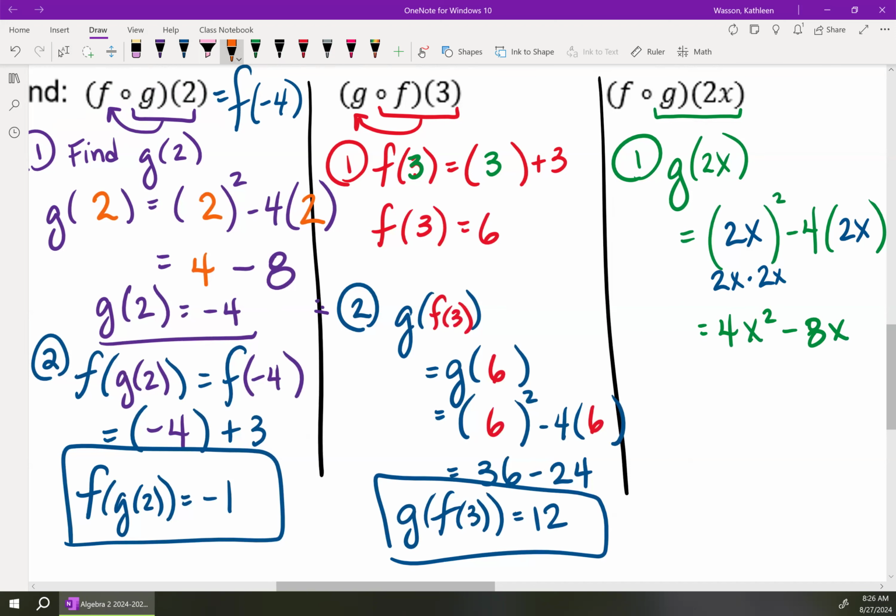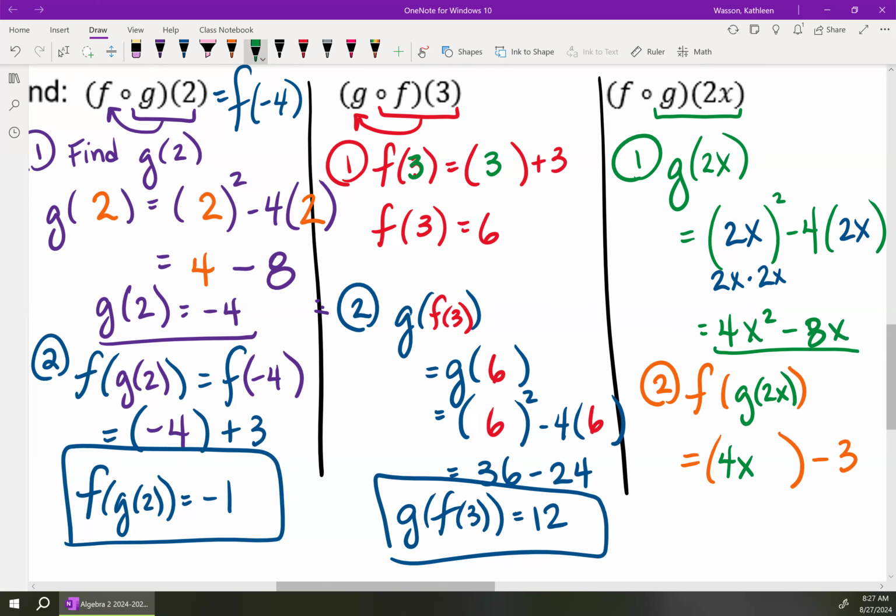Next, I need to find f of g of 2x. And I've just found that g of 2x is 4x squared minus 8x. So into the f equation, which is a place where you substitute and then you subtract 3, I'll substitute g of 2x, which is 4x squared minus 8x.